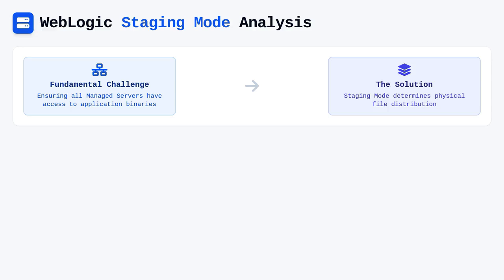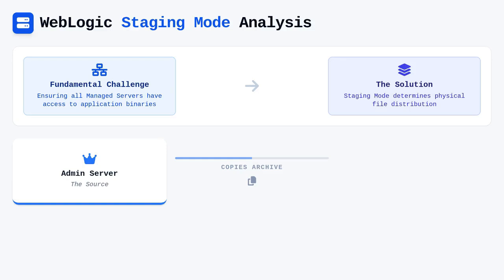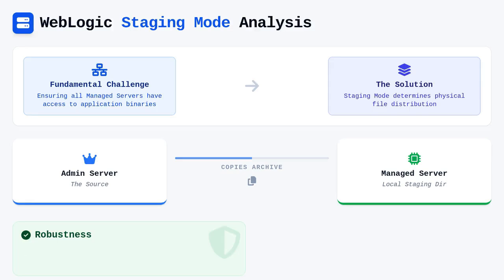By default, WebLogic uses stage mode, where the administration server acts as the source and copies the application archive from its known path into the staging directory of each targeted managed server. This directory resides locally on the file system of the host machine running the managed server. This approach is generally robust because it reduces the reliance on external network availability once the deployment process is complete.